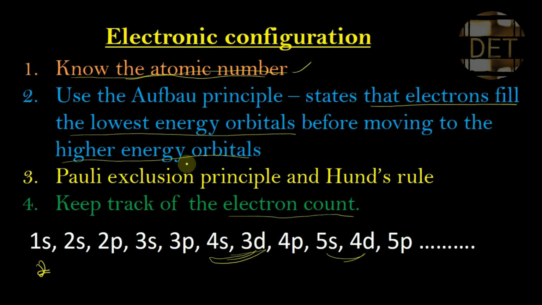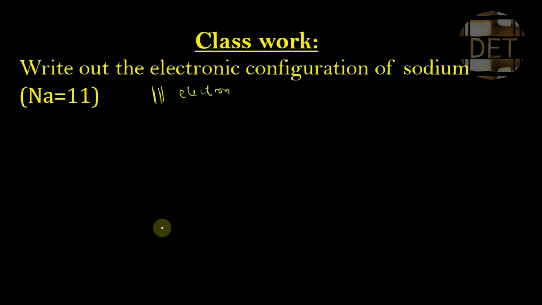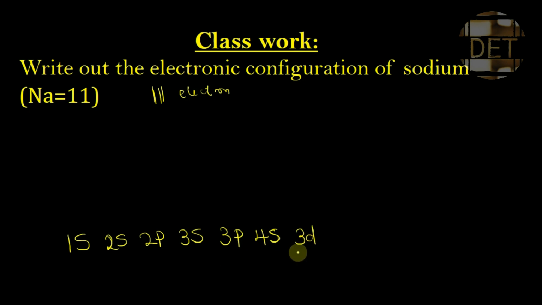So, and these are the orbitals. So the orbitals we are considering: 1s orbital. After 1s orbital, we move to the 2s orbital. After 2s orbital, then 2p orbital. After 2p orbital, then we have a 3s orbital. After 3s orbital, we have the 3p orbital. After the 3p orbital, you now have your 4s orbital. After the 4s orbital, you now have your 3d orbital. But we're going to stop here because we are considering 11 electrons.